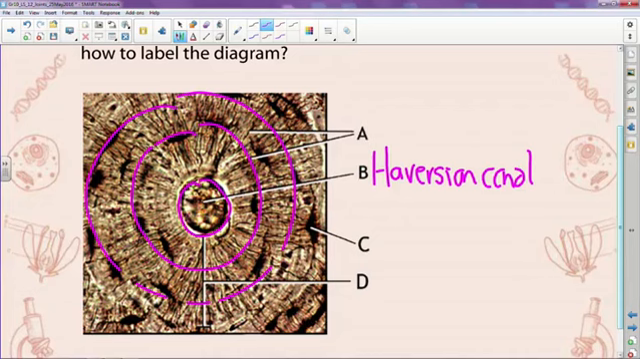Number C is almost like a hollow, and we know that when we get to bone tissue, what do we find? The tissue, because it's so hard, has to be in a hollow. So the bone cell, what did we call it?